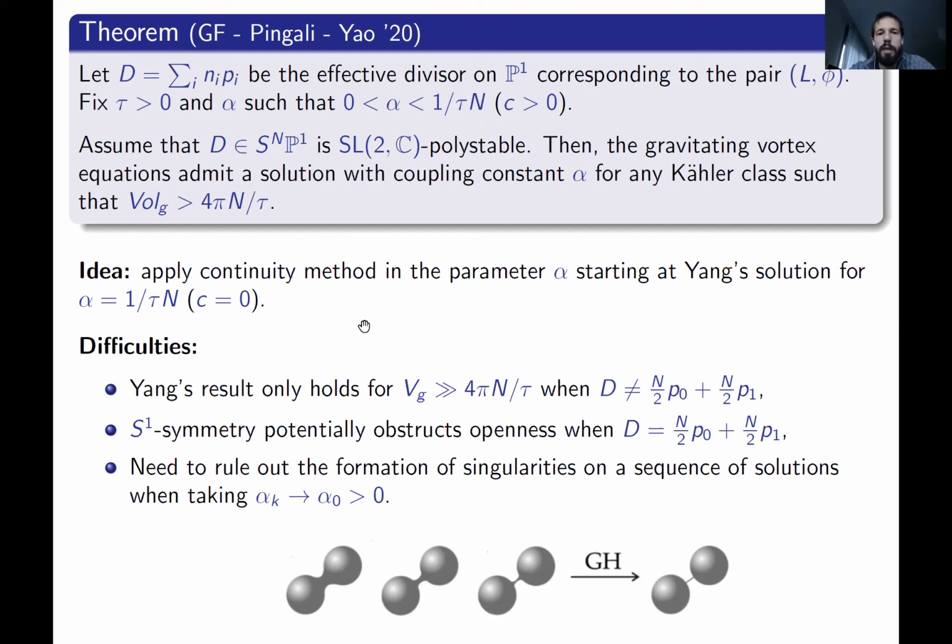So what are the difficulties in implementing this method? There are mainly three difficulties. So the first one is that Yang's result only holds for very big volume if D is not the symmetric case. So we need to do something about his solutions, because he only managed to prove that the volume was very big.